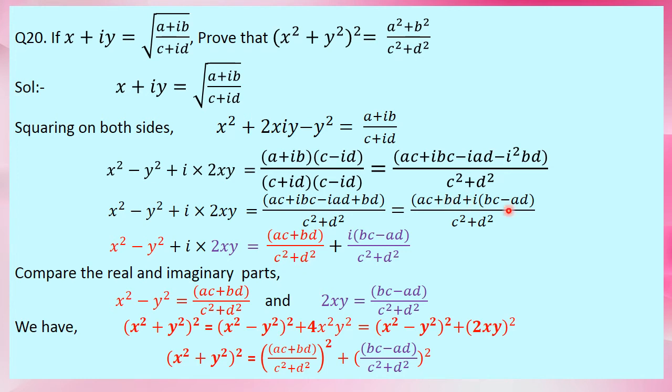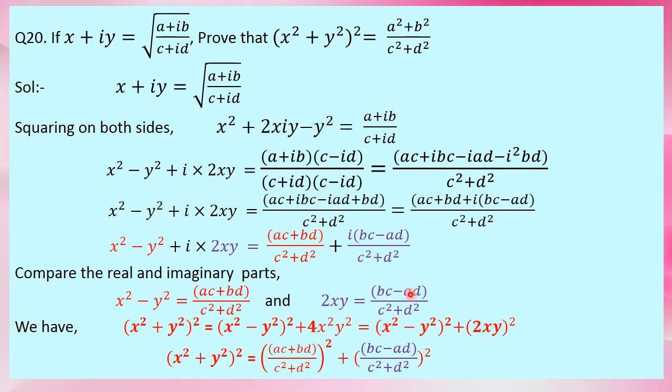Now, we separate the denominator for both the terms, the real part and imaginary part. So, equate the real and imaginary parts on both sides. We will get x square minus y square is equal to ac plus bd upon c square plus d square, and the imaginary part 2xy is equal to bc minus ad upon c square plus d square. So, we wrote it separately.